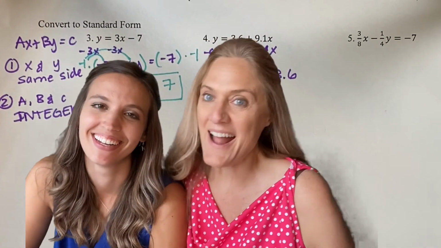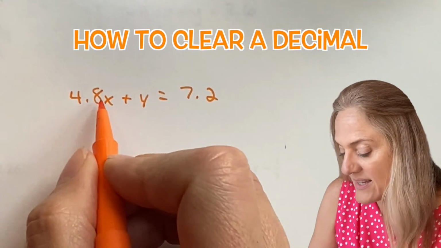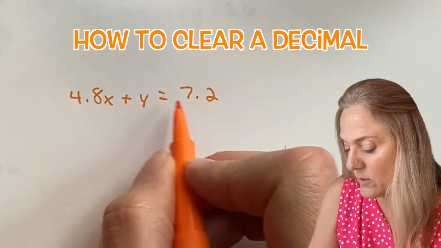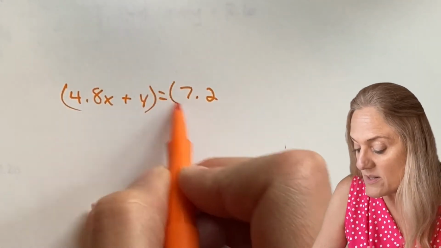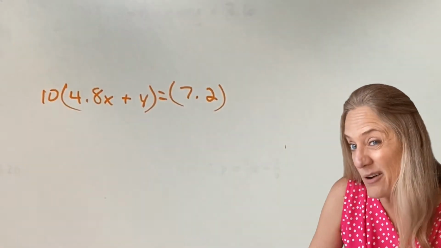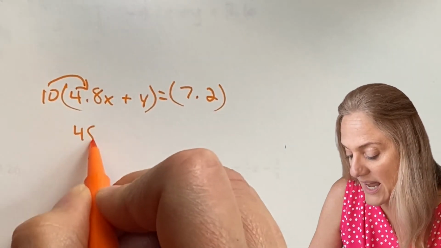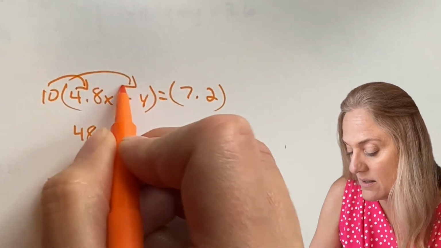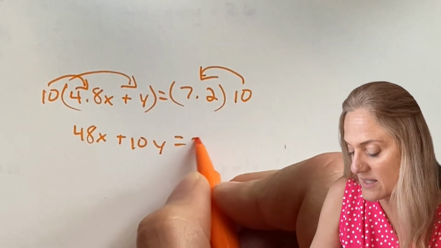Decimals are my jam. Okay, real quick tutorial. Here we go. 4 and 8/10 plus y equals 7.2, so 7 and 2/10. All I have to do is multiply everything by 10. How did I know? 8/10. 10 times 4.8 is 48x plus 10y equals, whoops, don't forget this guy, 72.